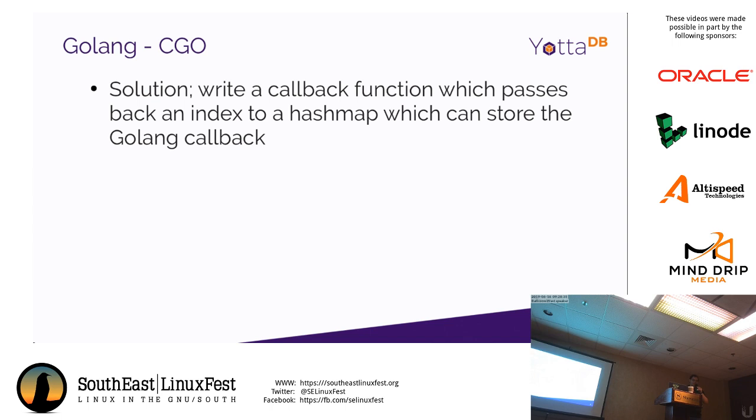Eventually, we figured out that we could write a callback function which would call a Go routine. And it can find that Go routine when you wrap the YottaDB TP function, storing the callback in a hash map, or an array, except there's some little tricks to that. We just used a hash map. So this is kind of mind-blowing for C developers, because now we are not passing a pointer to a function, but we're passing the function itself. Right? This is new and exciting territory.